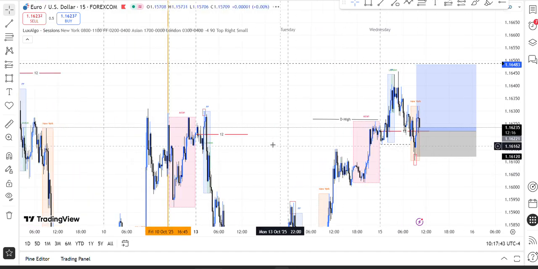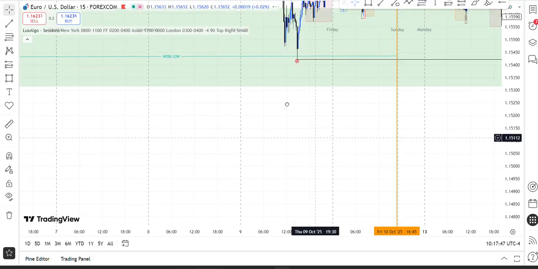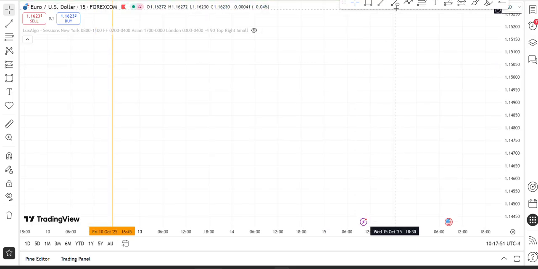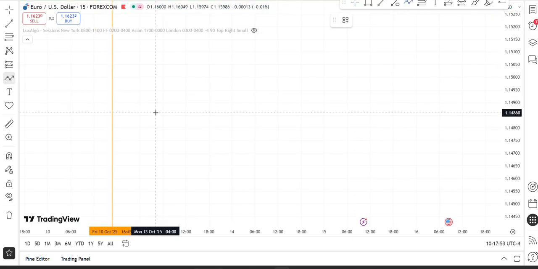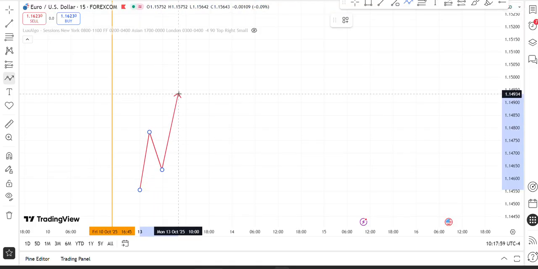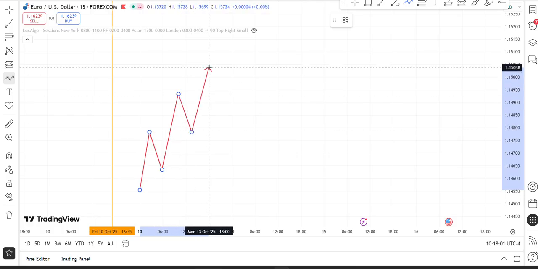I'm currently in this position. I'll reveal it later. I'm going to explain the model to you. First, let's say we are in a bullish market. The market is creating higher highs and higher lows. Okay, the market has created a new high.